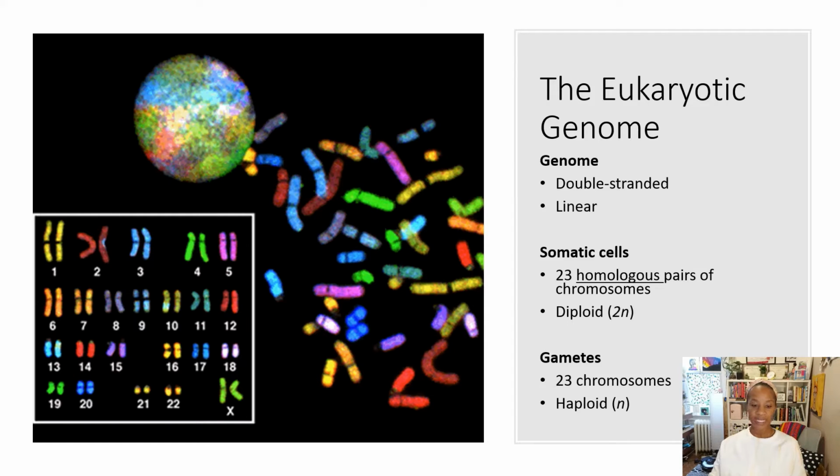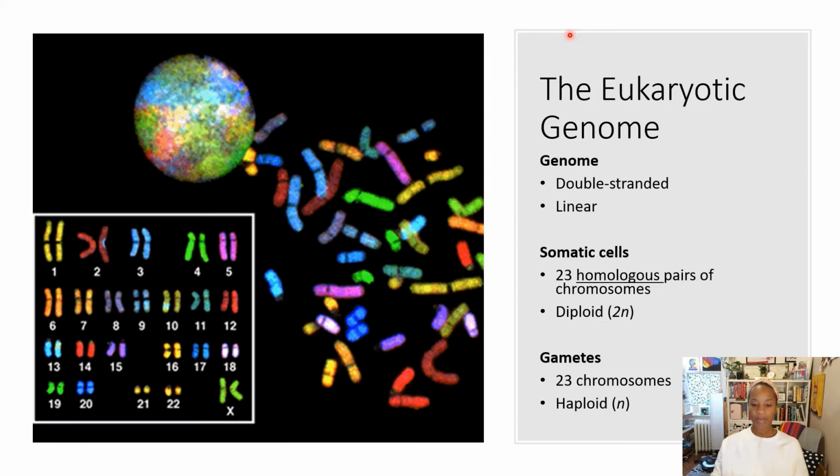So we can see here in this karyotype, which is essentially a picture of the chromosomes of an organism, the 23 pairs of chromosomes matched up together, and we call these homologous pairs. So when chromosomes match together, they are homologous, so same chromosomes together.